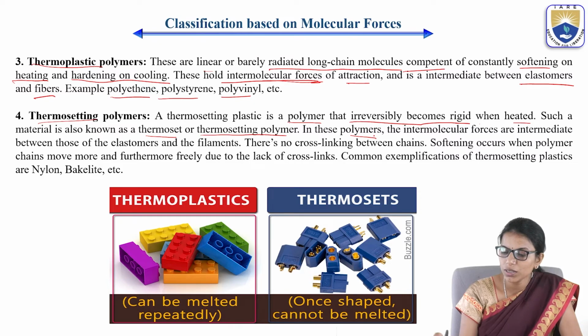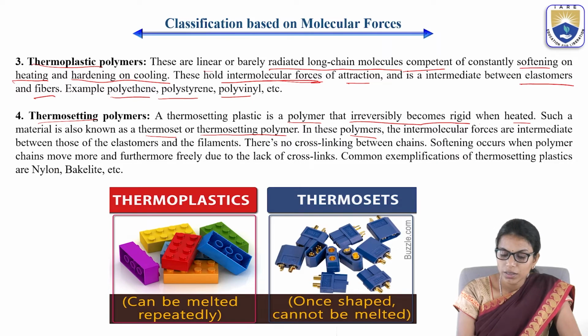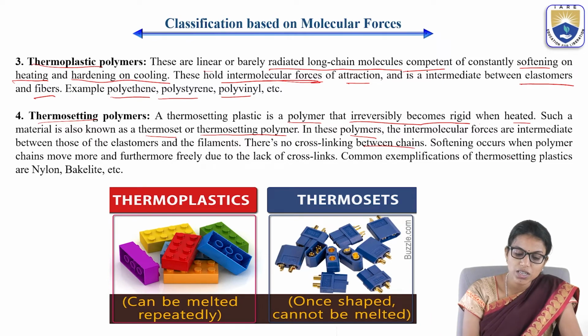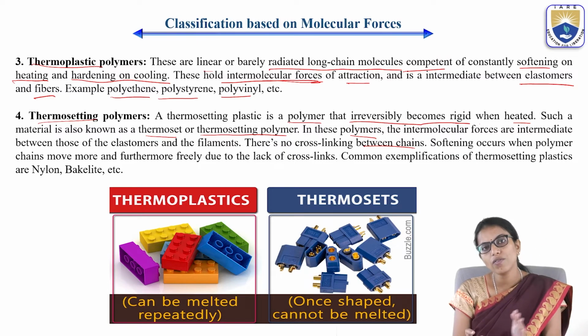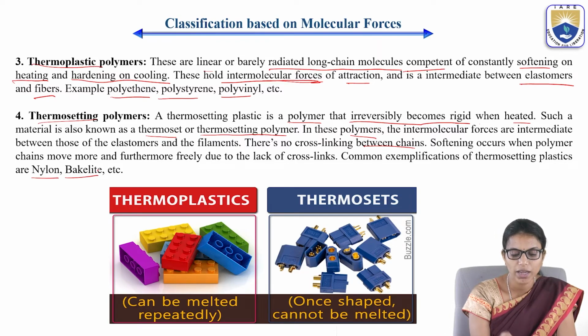In these polymers, the intermolecular forces are intermediate between the elastomers and the fibers. There is no cross-linking between the chains. Softening occurs when polymer chains move more freely due to the lack of cross-links. Whenever cross-linking is not there, only then will it soften. Common examples of thermosetting plastics are nylon and bakelite.